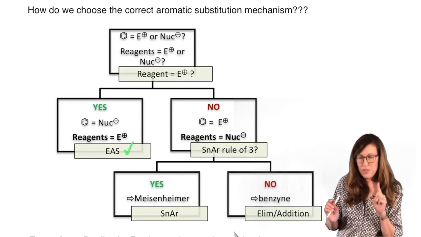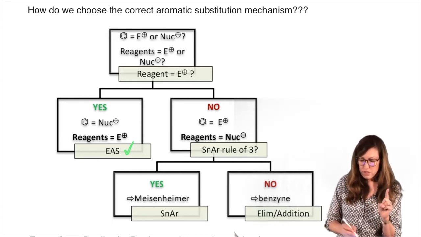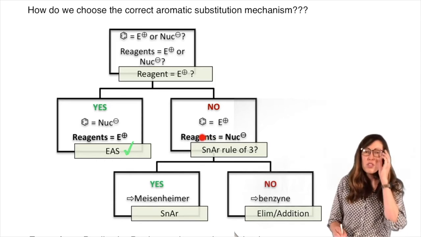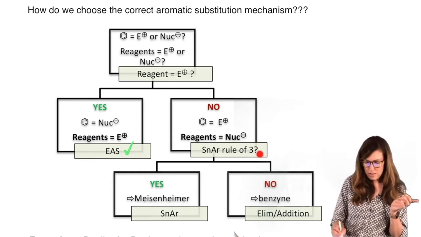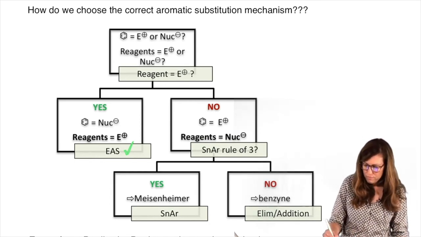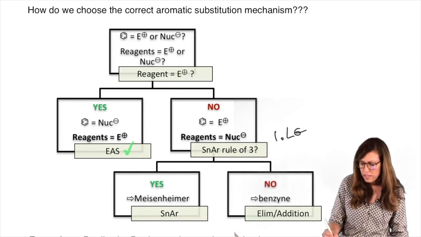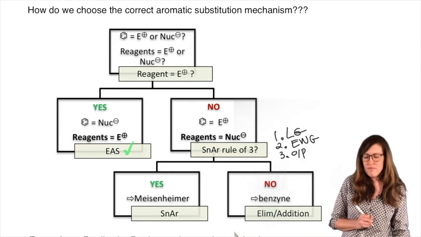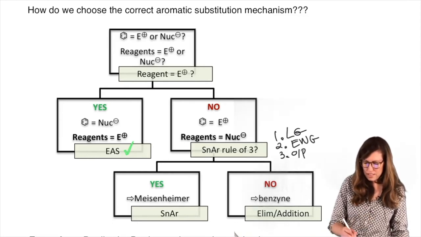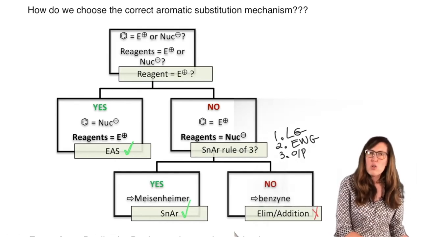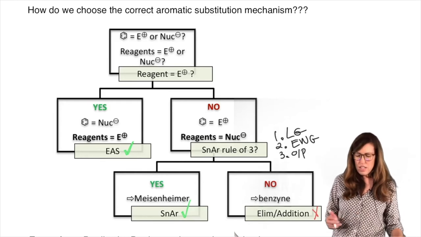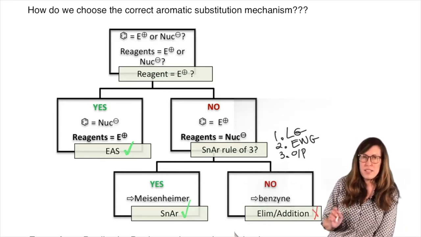If no, if it's not an electrophile, that means your reagent is a nucleophile. That means we're going to do SnAr or the benzyne route. So we have to ask for the rule of three. What is the rule of three? Got to remember that. One, is there a leaving group on the ring? Two, is there an electron withdrawing group on the ring? And three, are they ortho para to each other? If yes, SnAr it is. If no, then we have elimination addition. So in fact, if we answer no to all of them, but a reaction really does still happen, it could only have done the elimination addition, i.e. the benzyne mechanism.